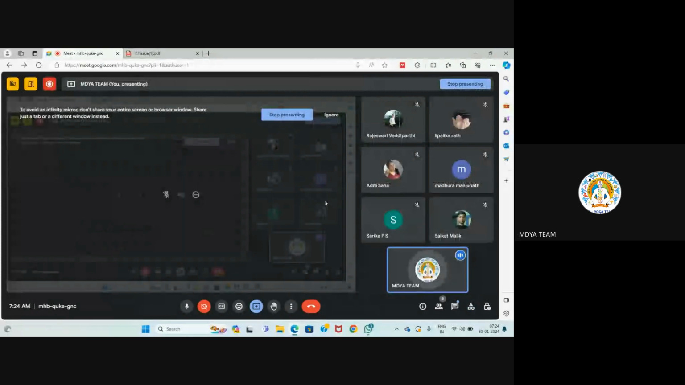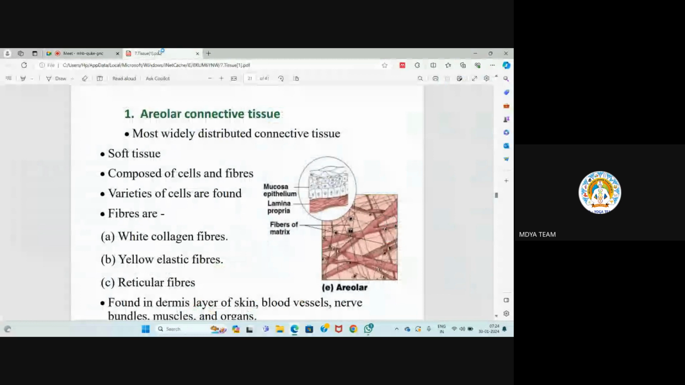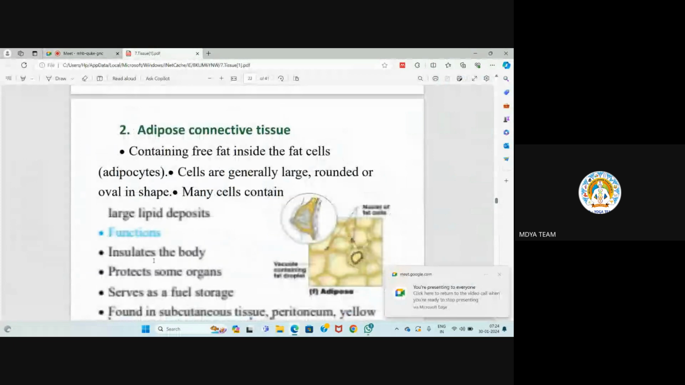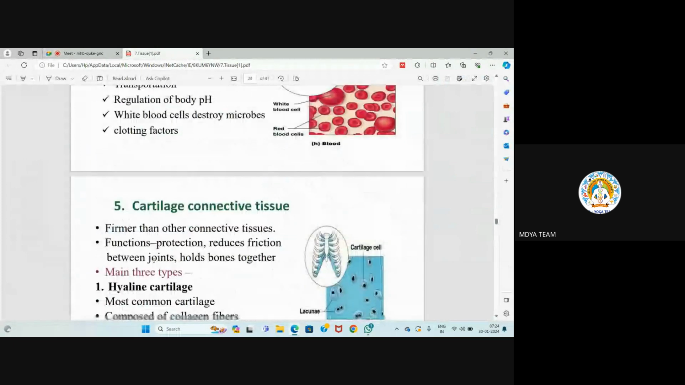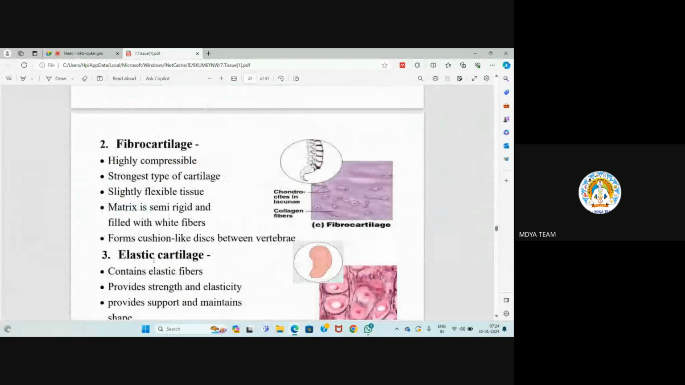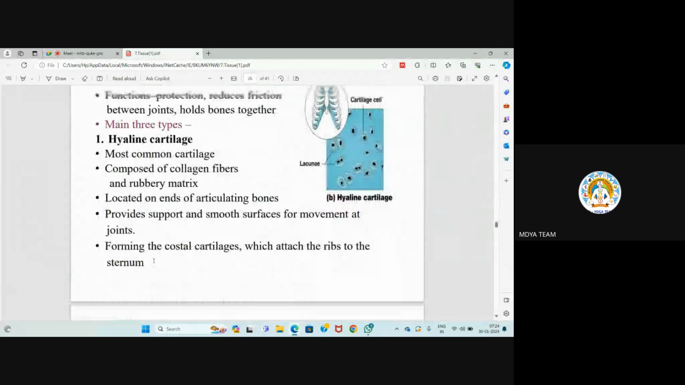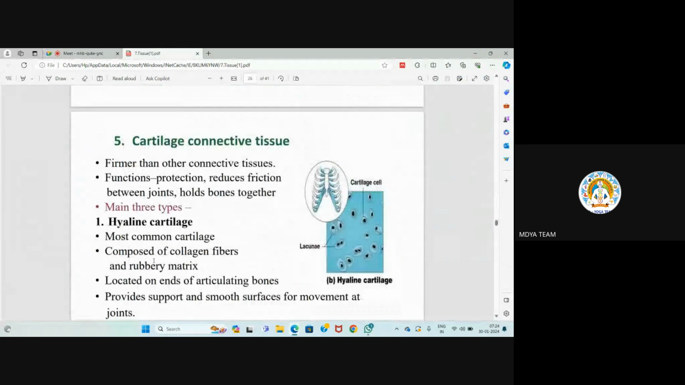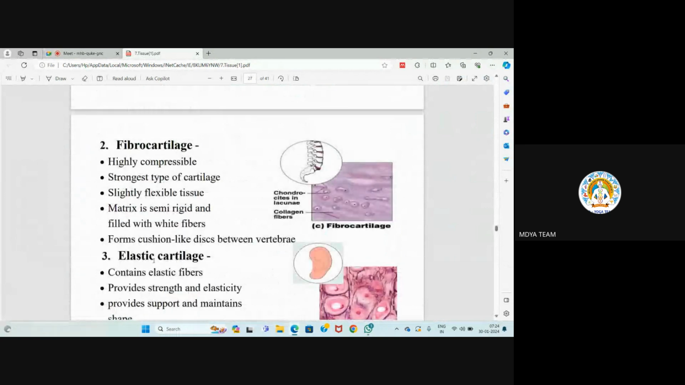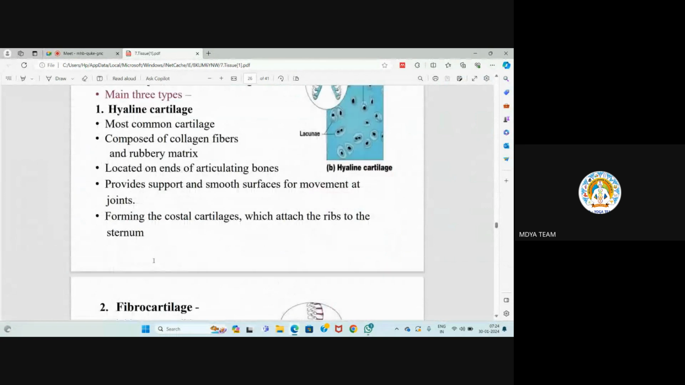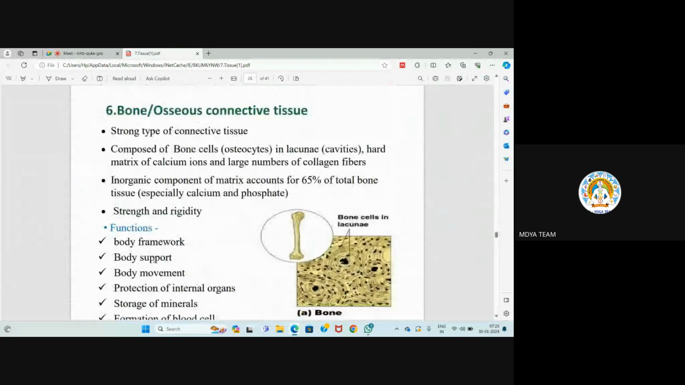So where did we leave yesterday? Elastic cartilage. So we have completed this cartilage connective tissue, right? So what is the most common cartilage in our body? Hyaline. Okay, good. Hyaline.